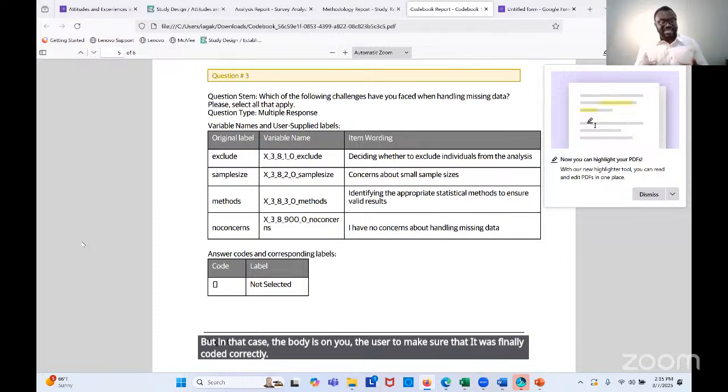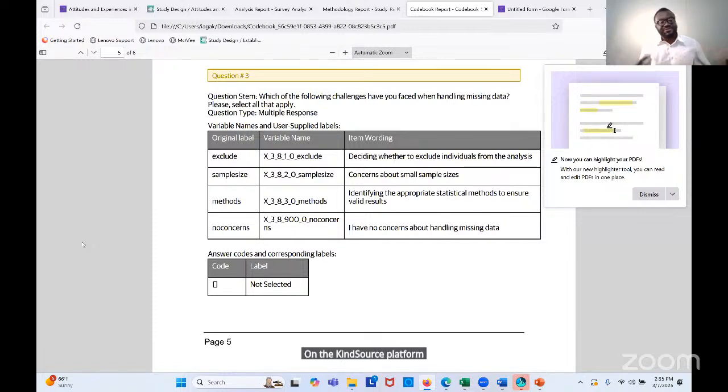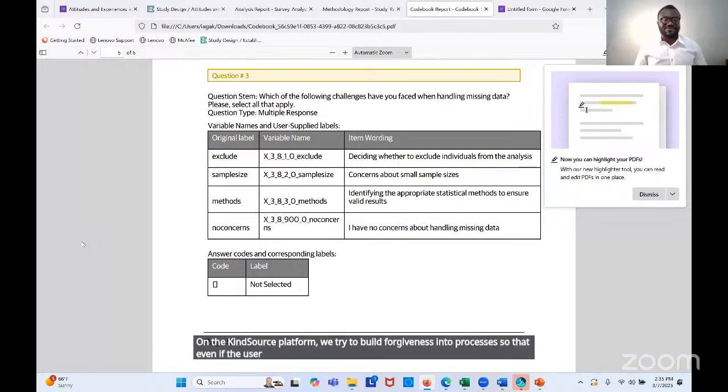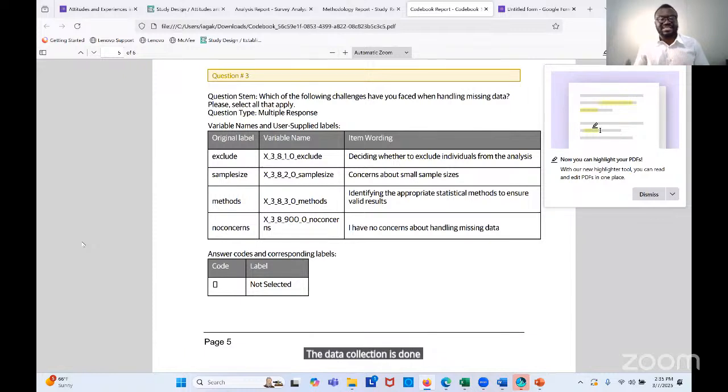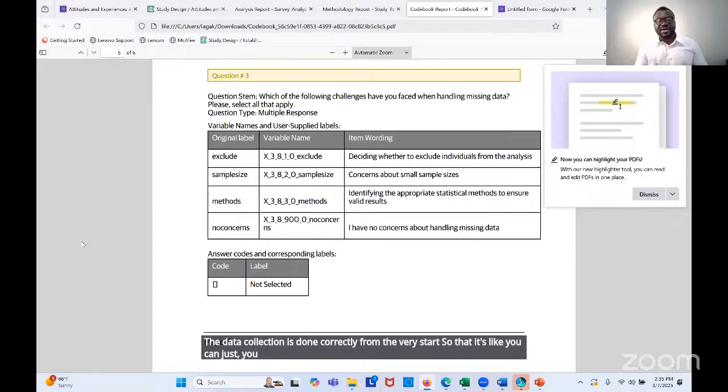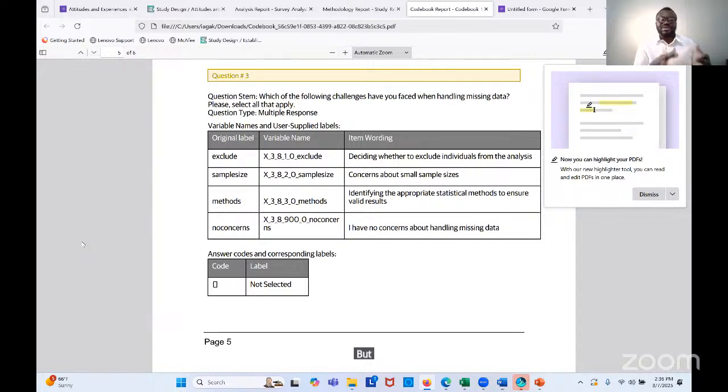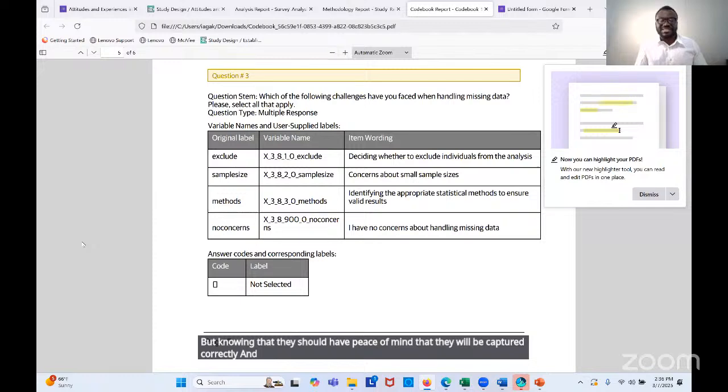On the Chisquares platform, we try to build forgiveness into processes so that even if the user has no idea what they're doing, the data collection is done correctly from the very start, and you can just move ahead and use it. Our target audience persona is an individual who has never done research and has no idea how to do things the right or wrong way, but should have peace of mind that the data will be captured correctly and they don't have to do anything special afterwards.